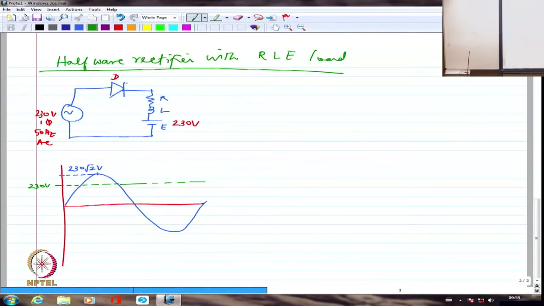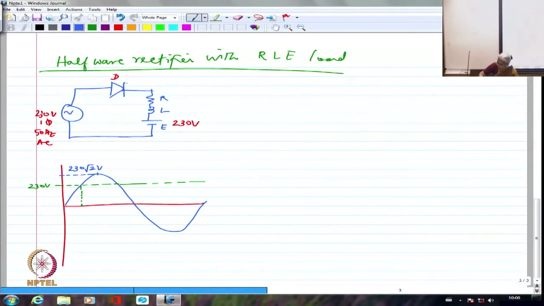The diode can start conducting only when the positive voltage here reaches 230 volts. So it cannot conduct until this portion. The diode will not be able to conduct until the anode also reaches at least 230 volts, ideally. So the current can start flowing only from here. Got it? The current cannot really flow before this because the diode cannot be forward biased before this particular voltage, AC voltage, reaches 230 volts magnitude. So the current will start flowing at this point.